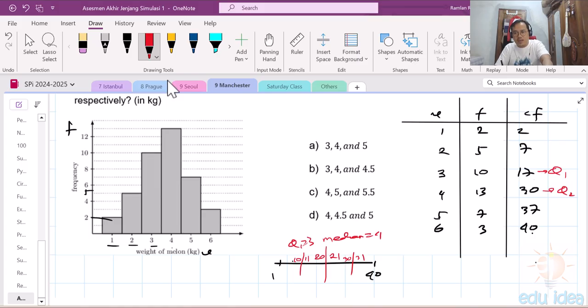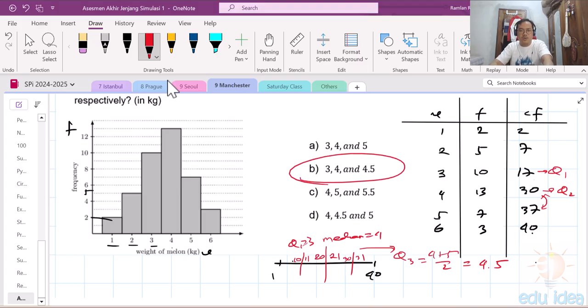So actually here we have 30 data over here, which is the 30th data, and the 31st data is over here. So basically, you need to add these two numbers and then divide by 2. Because the 30th data is 4 and the 31st data is 5. So for the third quartile, or the upper quartile, quartile 3, you need to add these two numbers, 4 plus 5, and then divide by 2, and you'll get 4.5. And you get this answer over here.